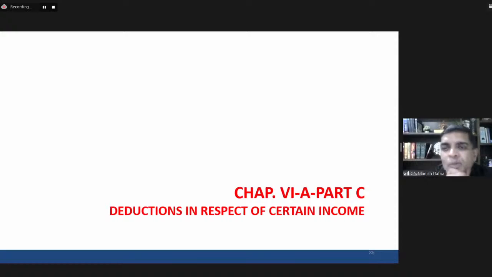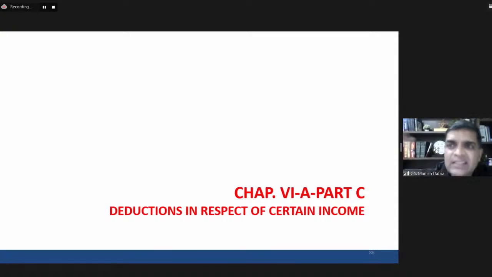Collectively, this is called part C. We will be talking about various sections in this part one by one. Again, what should be our method of study? Simply opening the section and starting it may not be sufficient. I need to have clarity on what I should look for in each of these sections.